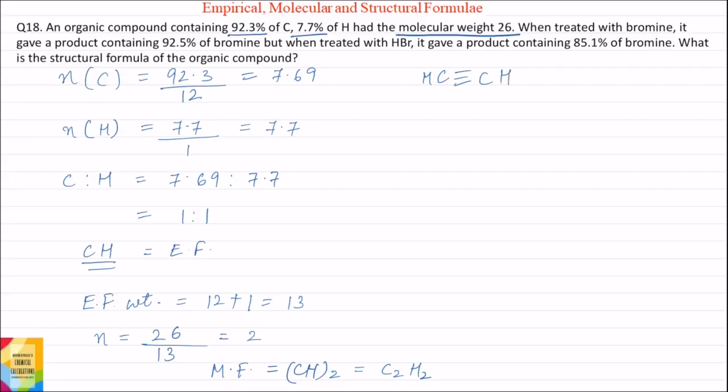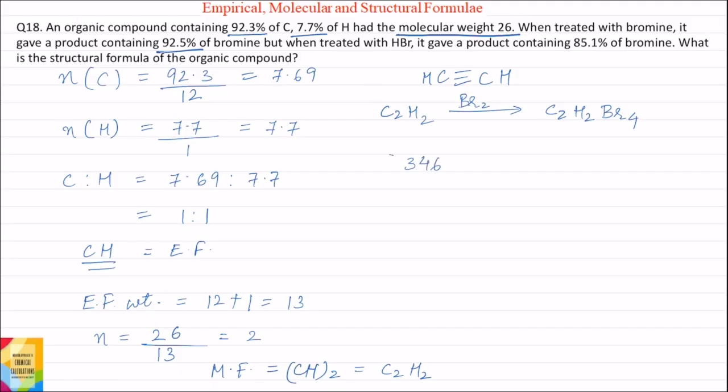अब इसको verify कर सकते हैं because second part of the question में it is given when treated with bromine it gave a product containing 92.5% bromine. So अगर addition reaction होता है तो C2H2 में अगर bromine का addition होता है तो we will get a product C2H2Br4.